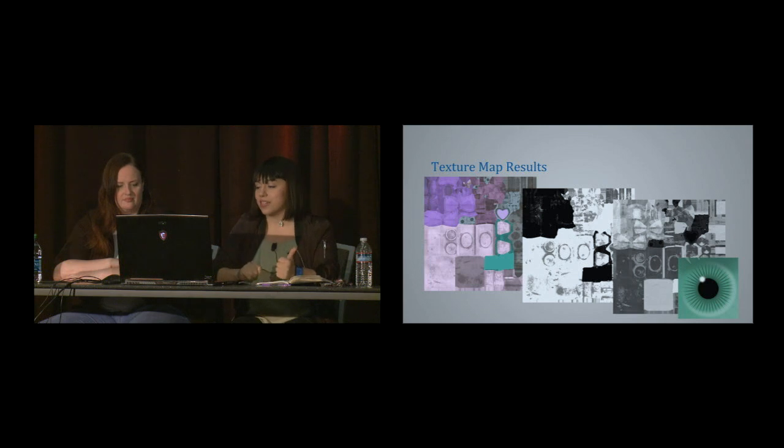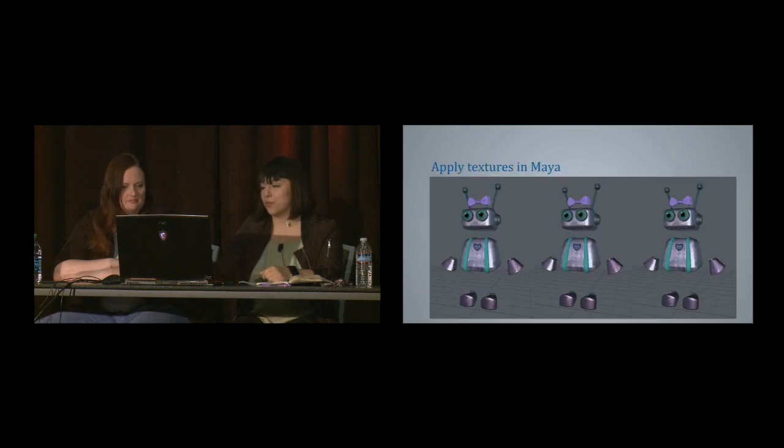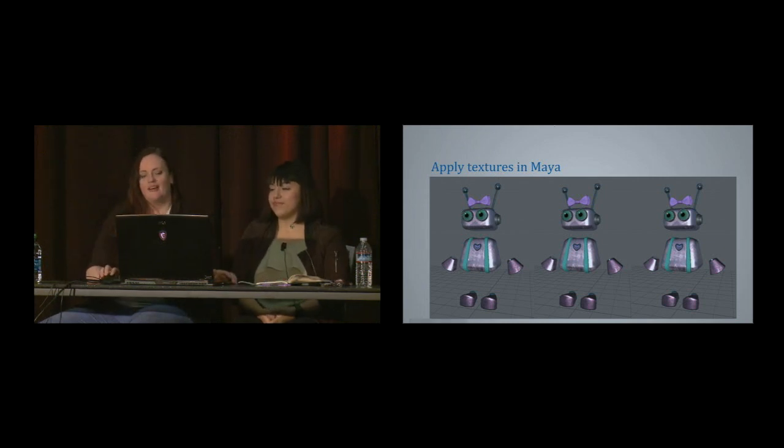So these are the maps that I use, and I have applied it to the robot in Maya here. And I duplicated it a few times because I thought it was so cute. So there it is. And now this is where Suzanne comes in. Yes. So now we have our beautiful robot. We want her to be able to move around.